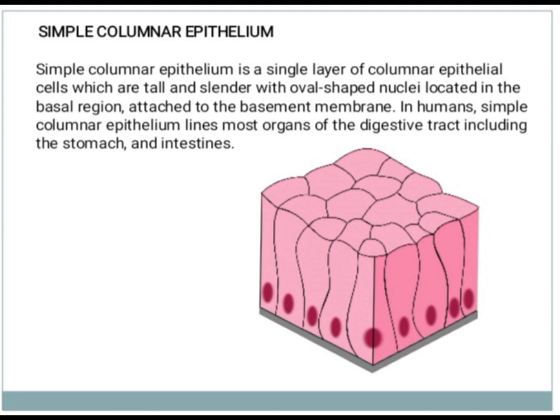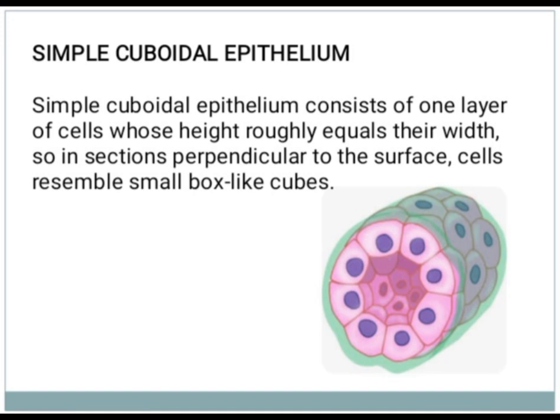In humans, simple columnar epithelium lines most organs of the digestive tract including the stomach and intestine. So, makikita ito sa linings ng ating stomach, intestine, and respiratory tract system. At ang function nito is for secretion and absorption of nutrients. Second is simple cuboidal epithelium.